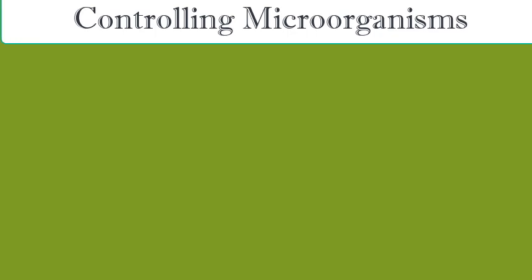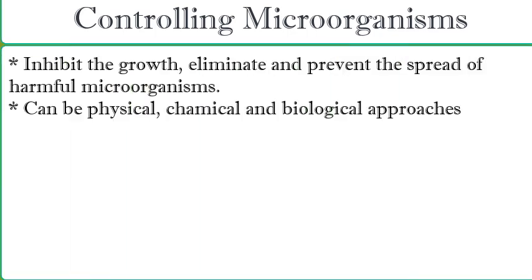Controlling microorganisms involves measures to inhibit the growth, eliminate, or prevent the spread of harmful microorganisms. This is critical in healthcare, food safety, and public health. Microbial control methods can be divided into physical, chemical, and biological approaches, but in this class, we are going to study the physical and chemical approaches of microbial control methods.